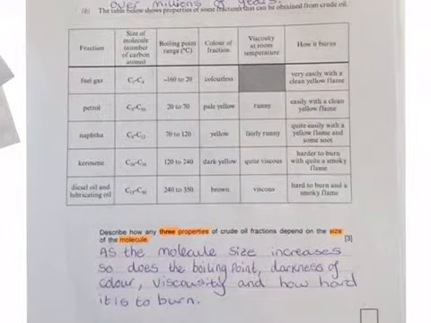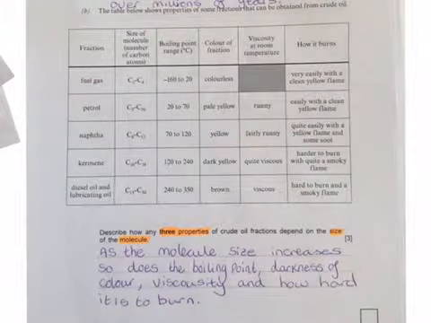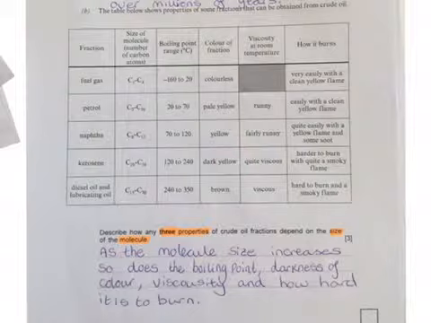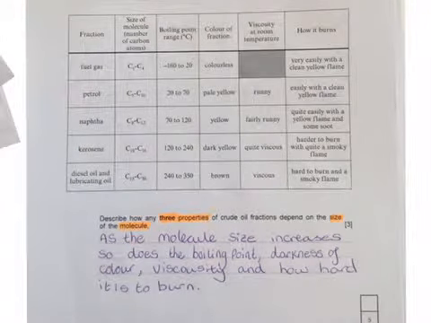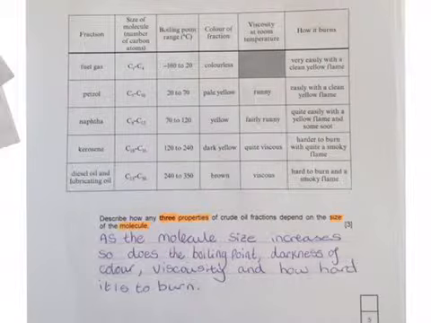Describe, then moving on, you've got a nice table filled with different things that would be collected from a fractional distillation. Describe how 3 properties of crude oil fractions depend on the size of the molecule. So you are just reading off the table what you can see different. So as the molecule size increases, so that's the second column, the number of carbon atoms, so the bottom one there, diesel has got 15 carbon atoms compared to fuel gas, which only has 1.